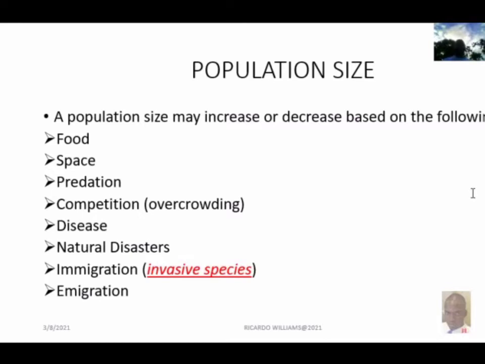Another one here is disease, and disease only has one effect again. It's a negative effect on the population size. Once there is a disease that the individuals in the population are susceptible to, then the numbers in the population will start to decrease. All right, natural disasters now. Natural disasters would include things like hurricanes, floods, drought, a volcano.